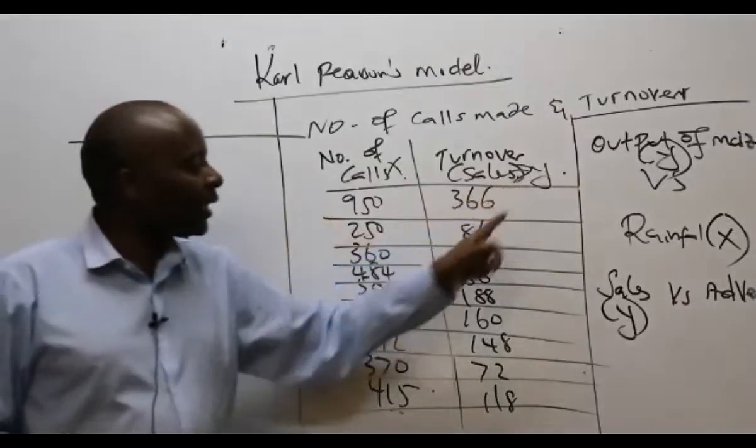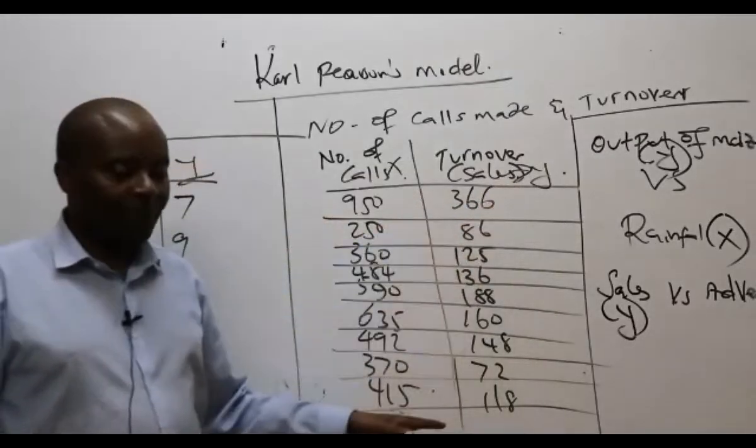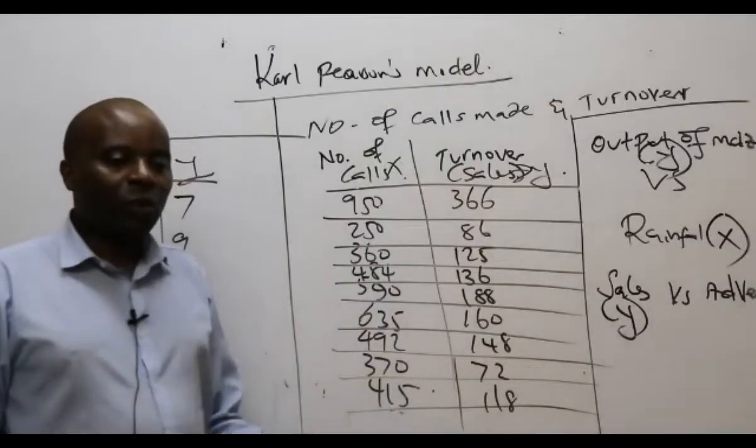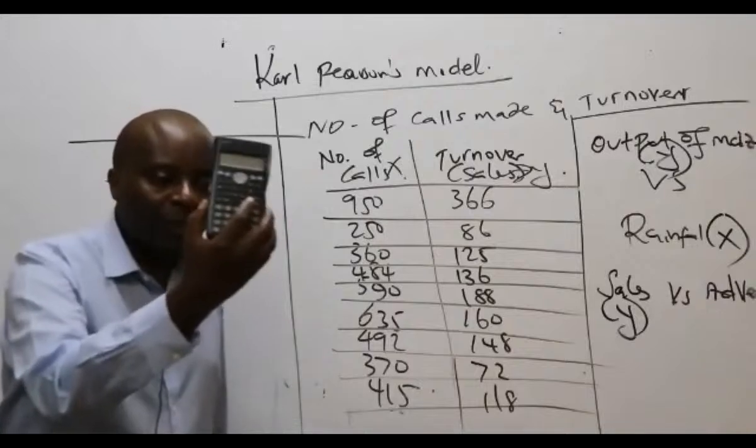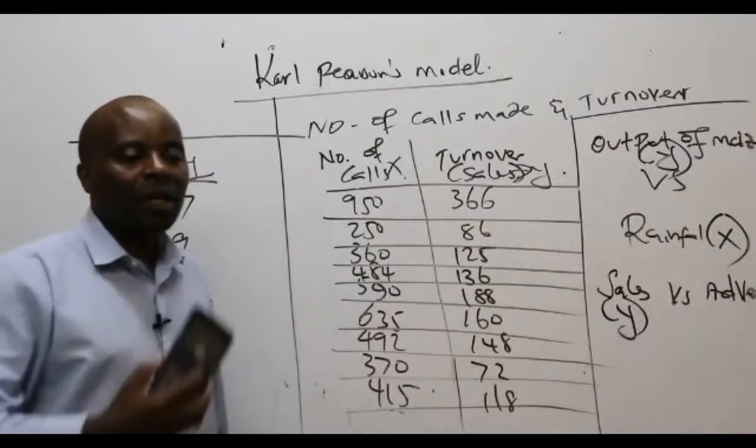If you start multiplying them, if you start squaring some of them, these numbers are very big. Why should we hustle that way? And yet CIFA has allowed us to make use of a calculator to get those summations.